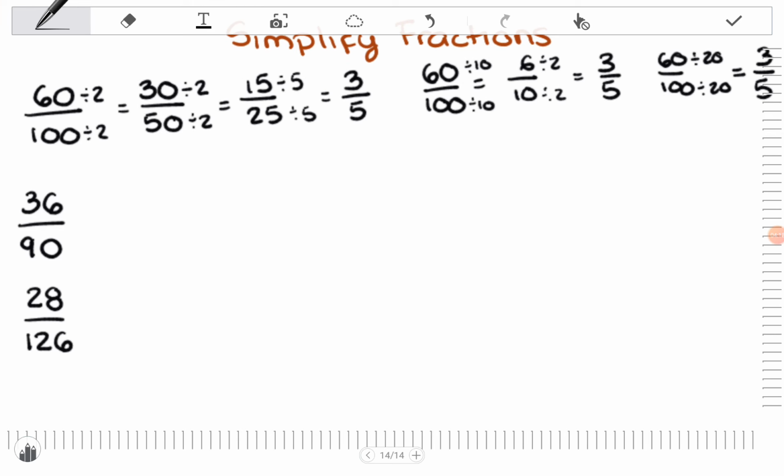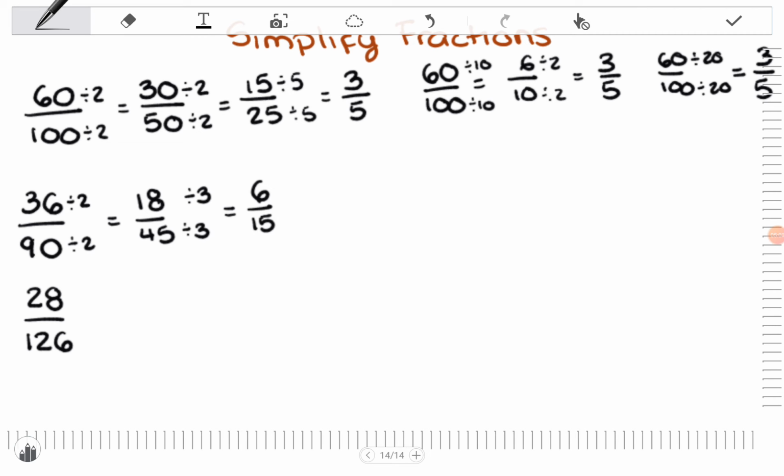We have 36 and 90. So we're going to find any number by which we can divide both. Let's say both are divisible by 2 because both end in even numbers. So I'm going to divide here by 2 and divide here by 2. So 36 divided by 2 is 18. 90 divided by 2 is 45. Now, can you find any number that can divide up and down? Remember the divisibility rules. I can find, for example, number 3. Both numbers are divisible by 3. So 18 divided by 3 is 6. 45 divided by 3 is 15.